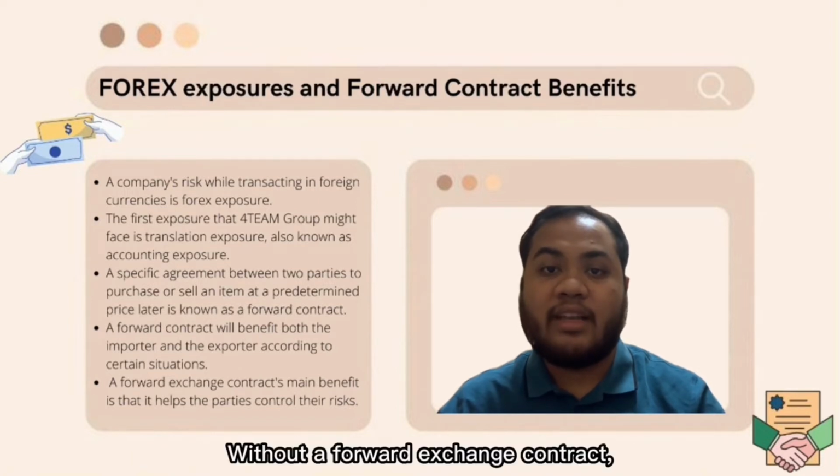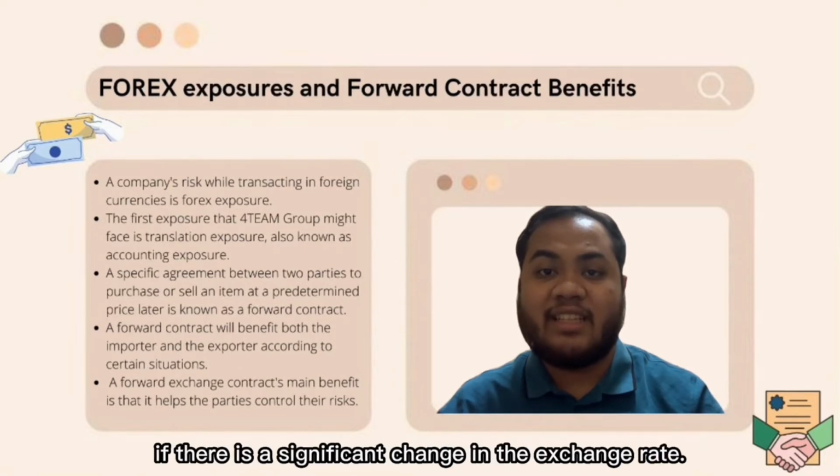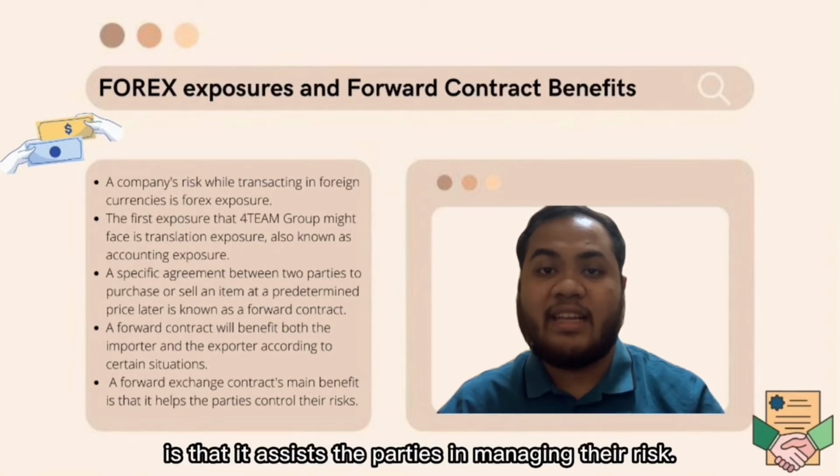Without a forward exchange contract, each party runs the risk of incurring losses if there is a significant change in the exchange rate. The main advantage of a forward exchange contract is that it assists the parties in managing their risk.